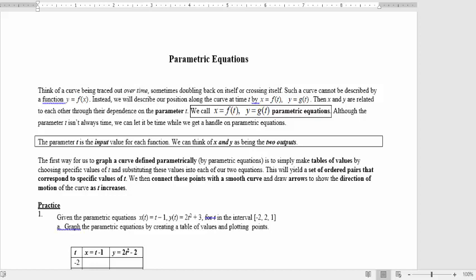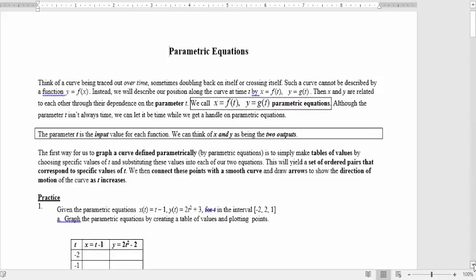Does it always have to be time? No, but for the most part, it's going to be time. So you can call x equals f of t and y equals g of t a set of parametric equations. We call the parameter t the input, and we can think of x and y as being the two separate outputs. So your input is t, and then you have two separate outputs, x from one function and y from another function. The most basic way to graph curves parametrically is just making a table of values for them.